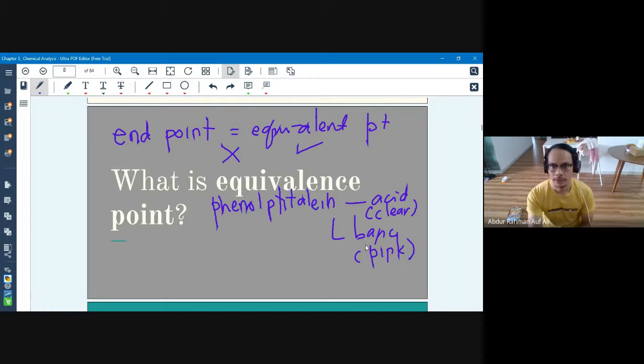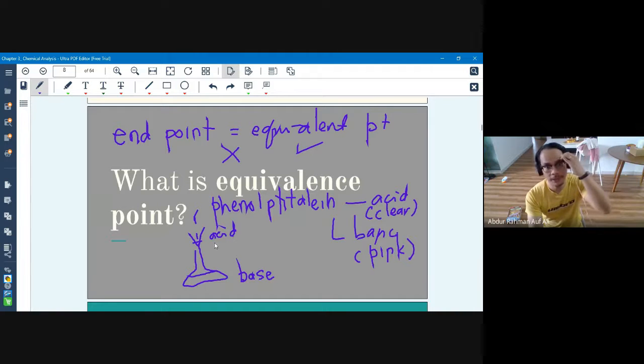Okay, so kalaulah kita titrate a basic solution, katakanlah in this conical flask, we have a base solution. Kita nak cari dia punya concentration. Kita titrate dia dengan acid. Okay, so the problem is bila kita titrate ni, kita masukkan indicator.